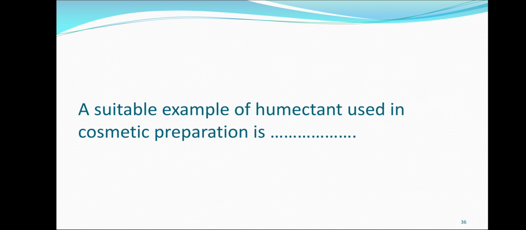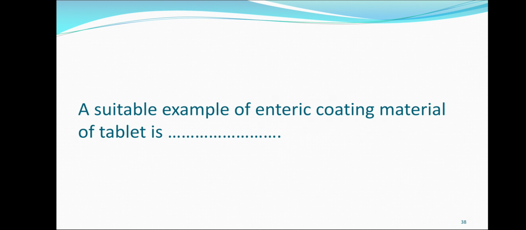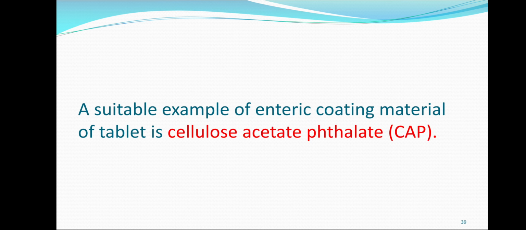Next is: a suitable example of humectant used in cosmetic preparation is dash. The answer will be glycerol. Next, a suitable example of enteric coating material of tablets is dash. The answer will be cellulose acetate phthalate, that is CAP.